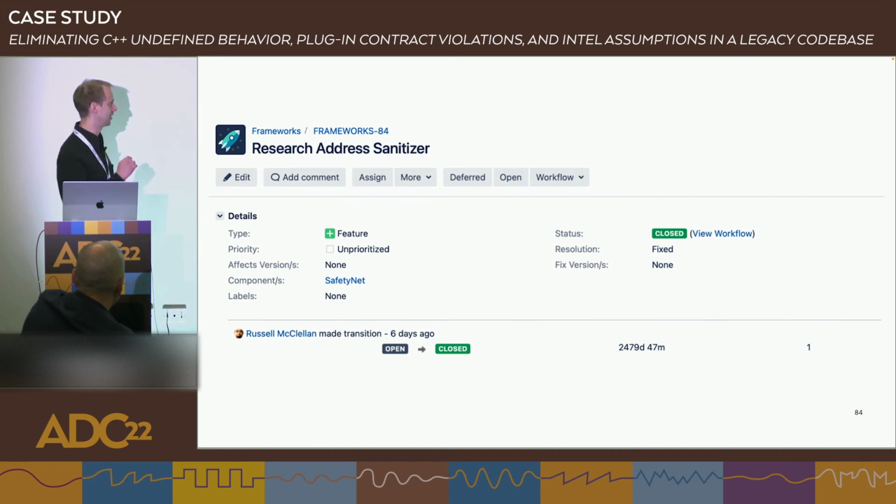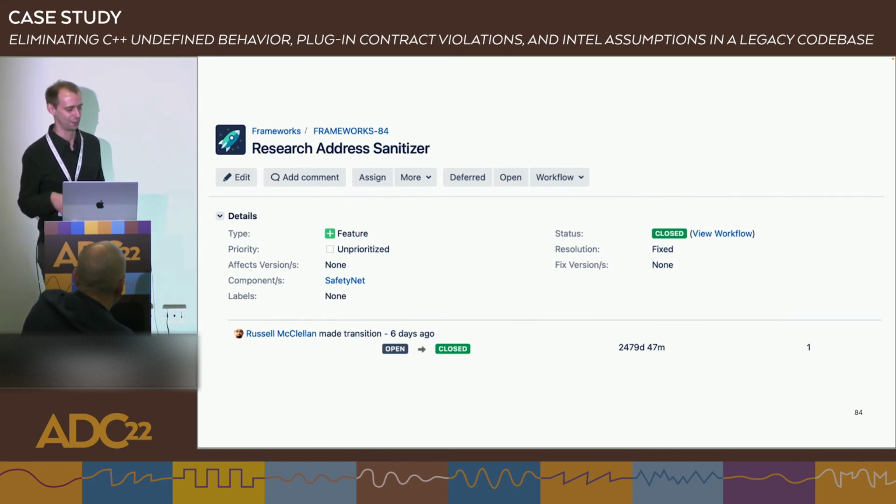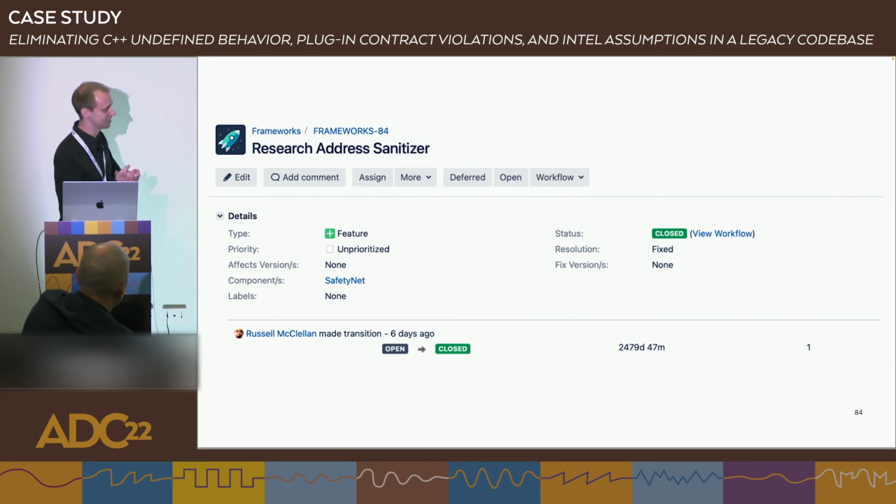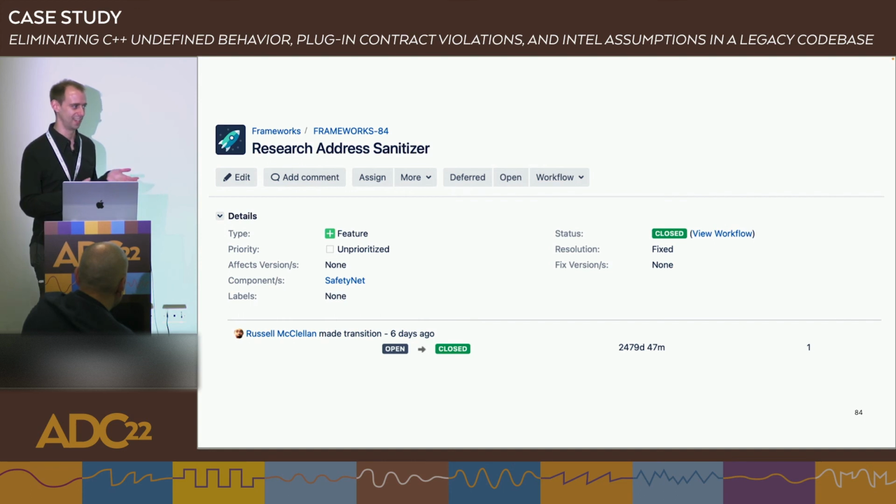For an example of how long this can take, while preparing this talk, I found one bug in our bug tracker that says research address sanitizer, which is one of the tools that I'm about to talk about. And it's been open for 6.8 years. So it can be a long process, but I actually think that's healthy because you only want to integrate the tools into your automation that make sense.